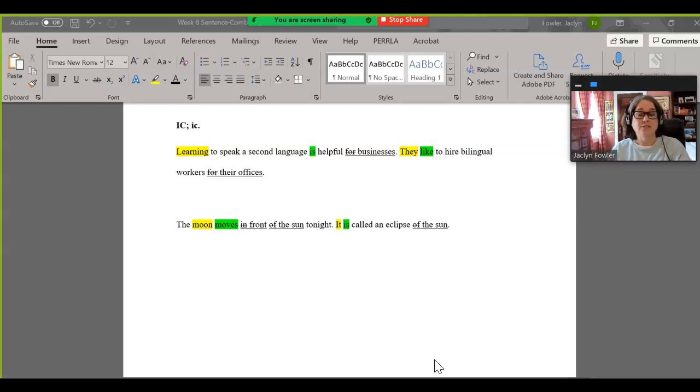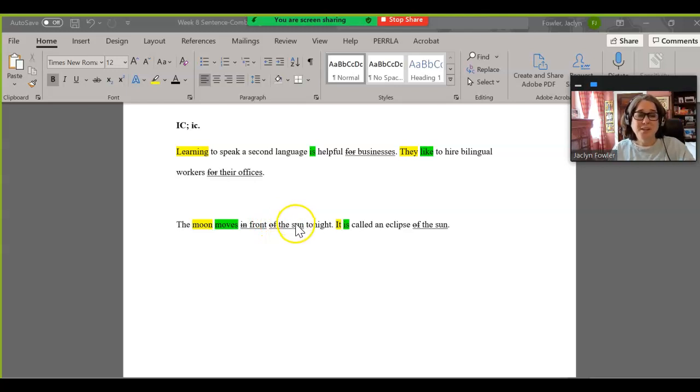There are 4 sentences altogether, and I left them color-coded so you can remember. Subjects are in yellow, verbs are in green, and then the little crossouts are for prepositions. Prepositions plus a noun is a prepositional phrase, so I underlined them, left them that way. And today I want to show you how to combine sentences using a semicolon.